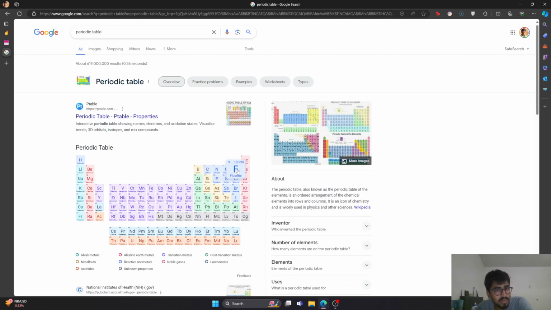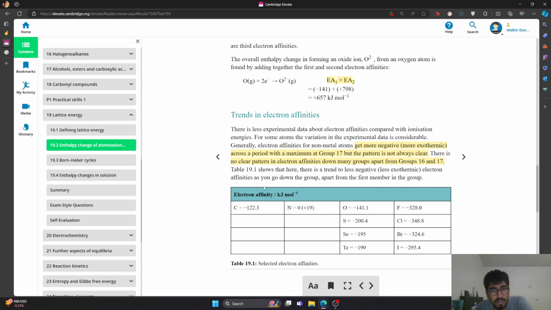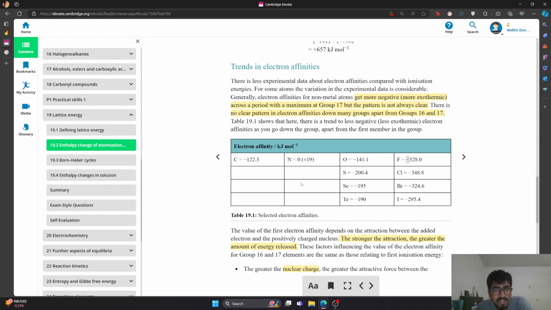Carbon, nitrogen, oxygen, fluorine, right here in the second period. We see that electron affinity here is negative, then it becomes zero, then negative again, and then more negative. So here we see that the trend is not very clear. Let's see what it is saying here.